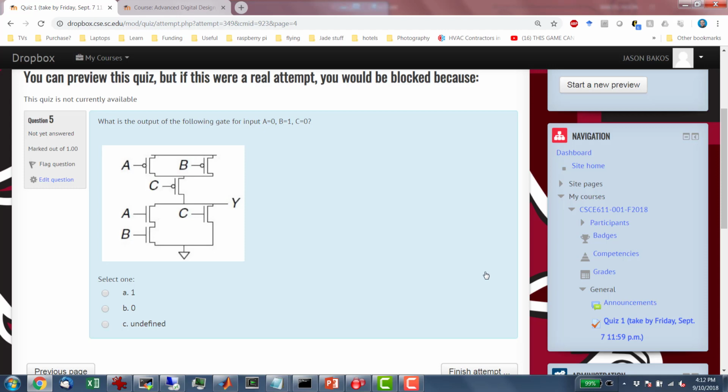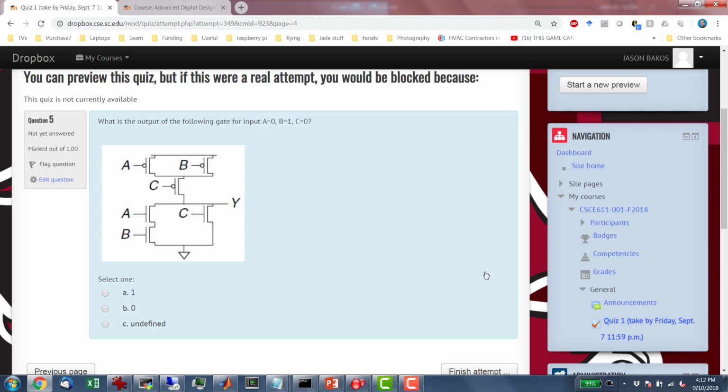Likewise, any row where C is 1, regardless of A and B, it only takes C being 1 to pull it down because that's in parallel, right? So all the ones where C is 1, and there's 4 of those, that's going to be a pull down, pull down, pull down, right? And then anything else is going to be a pull up, right? So 1, 1, 1. Guys with me? Make sense?